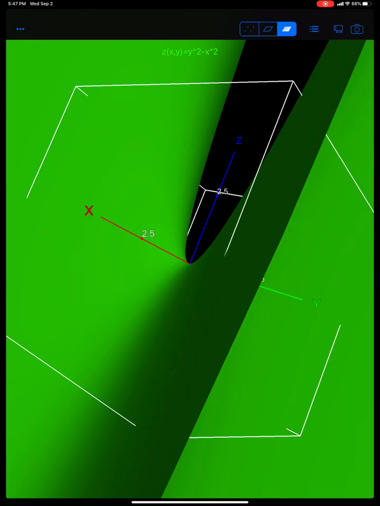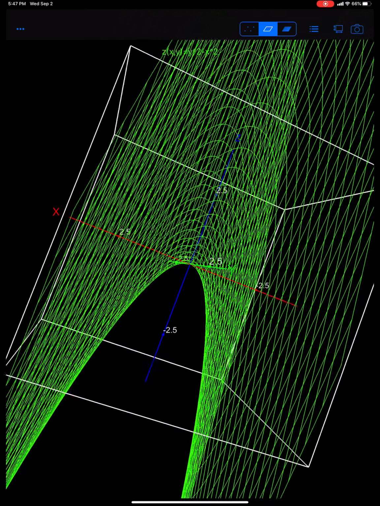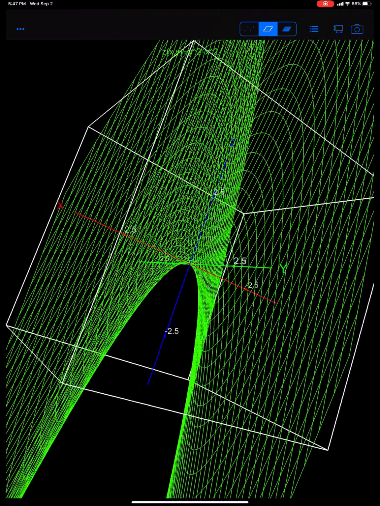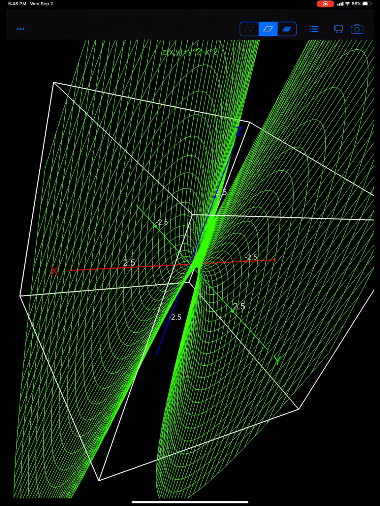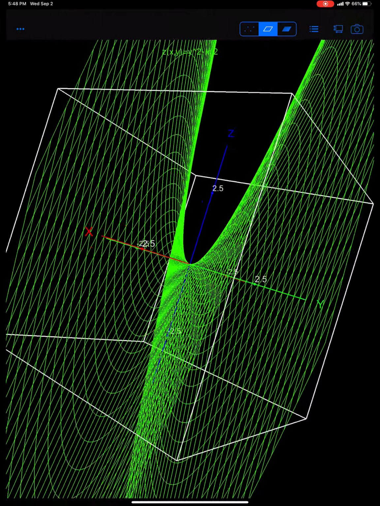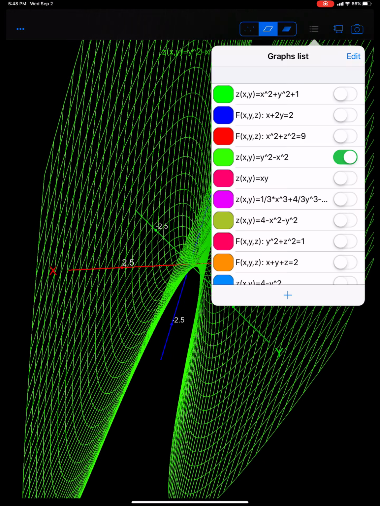Hyperbolic paraboloid. Right, and it goes up on both sides. Let me put it like that. You can kind of see that. There's your paraboloid down, paraboloid up. See how that basic picture is. So, hyperbolic paraboloid. Try to get them all in here.